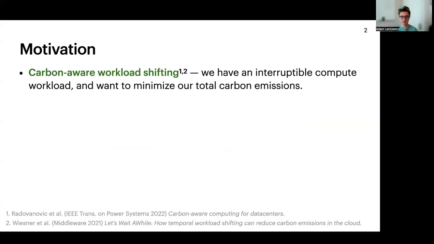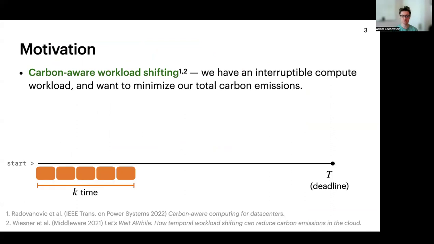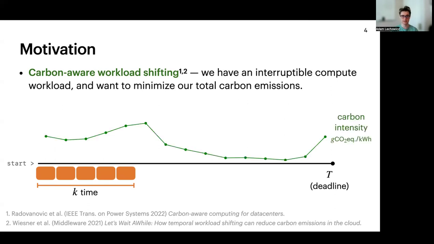Suppose that you have a cluster of some sort, and I give you an interruptible workload to run on that cluster. Your task is to run this workload while minimizing the resultant carbon emissions. We'll assume that the workload will take k units of time to complete, and the job needs to be finished at a deadline capital T, where T is greater than k. The electricity powering your cluster has a certain carbon intensity at each time step, meaning some amount of emissions per unit of energy. I've plotted an example here.